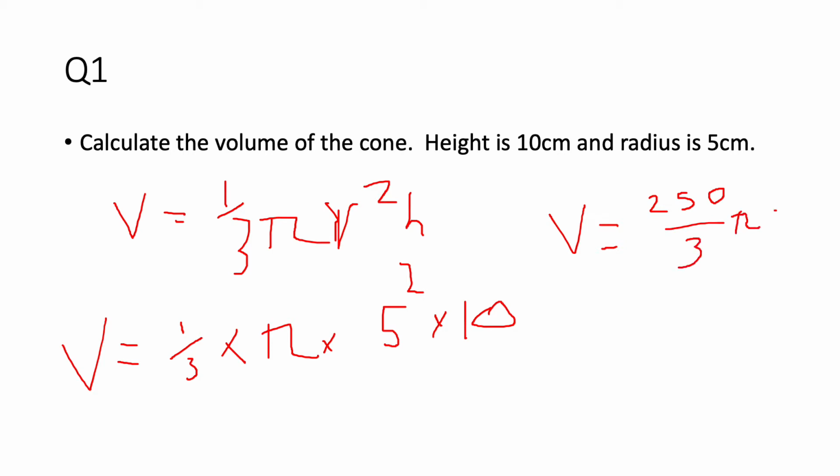Now what I'm going to do is leave my answer like this. This is what I call the exact solution. When you put this into your calculator, it is going to give you the numerical solution. So the exact solution is the volume is 250 over 3 pi centimeters cubed. Pi is just a constant, and the units for volume are to the power of 3, so it's centimeters cubed or units cubed. Volume is always that.